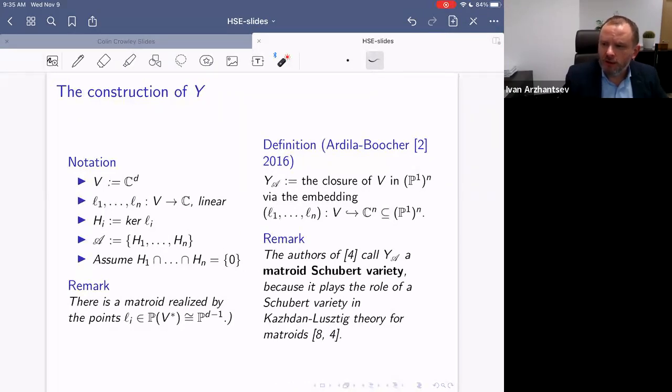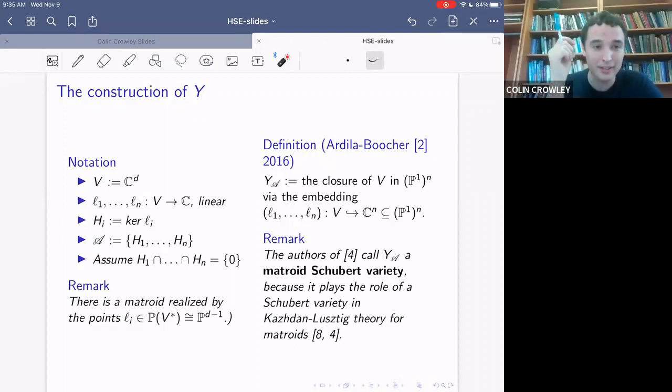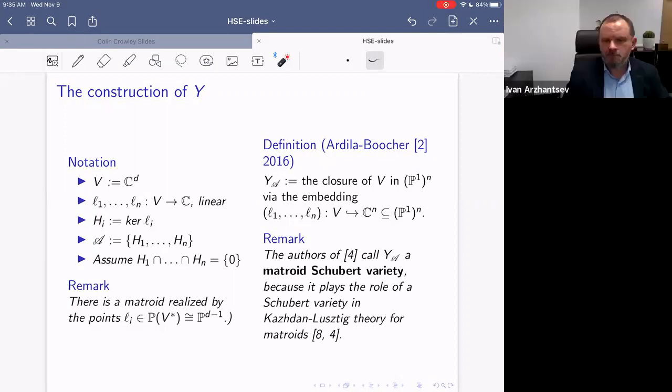I think it'll move the vector space by an action of the coordinate torus on P1. Okay. Yeah.